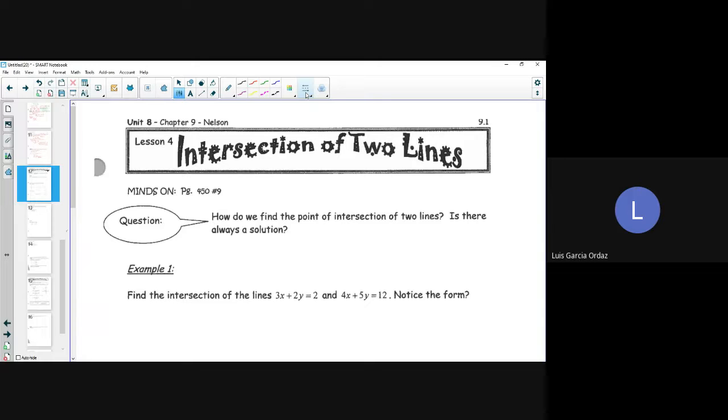So the last lesson is going to be intersections of two lines. In grade 9, you discovered intersections of lines graphically, but in grade 10 is when you start to get into it algebraically. So, who remembers how to find the intersection of two lines? How do we figure that out algebraically? What do we use?